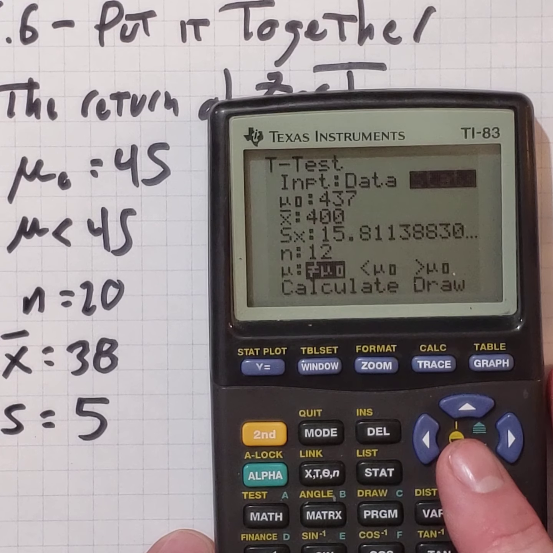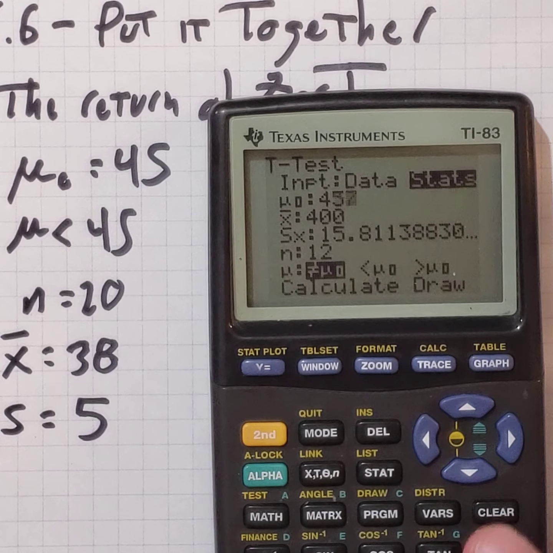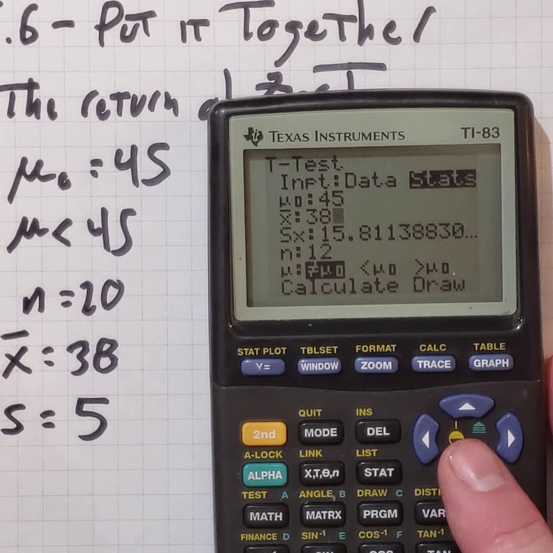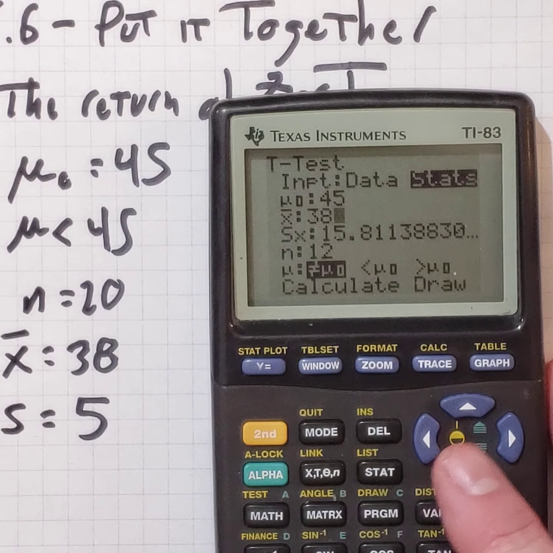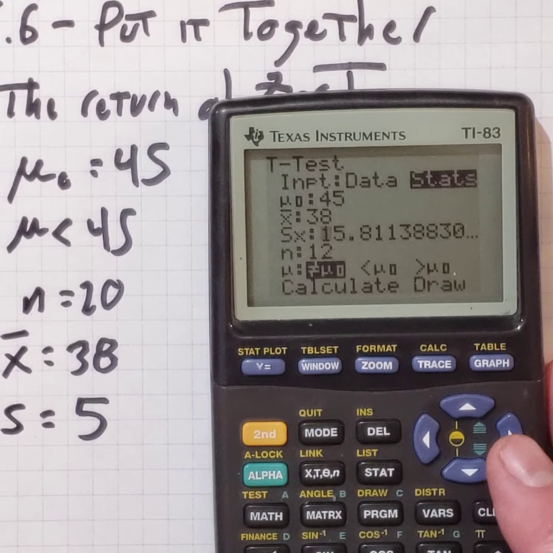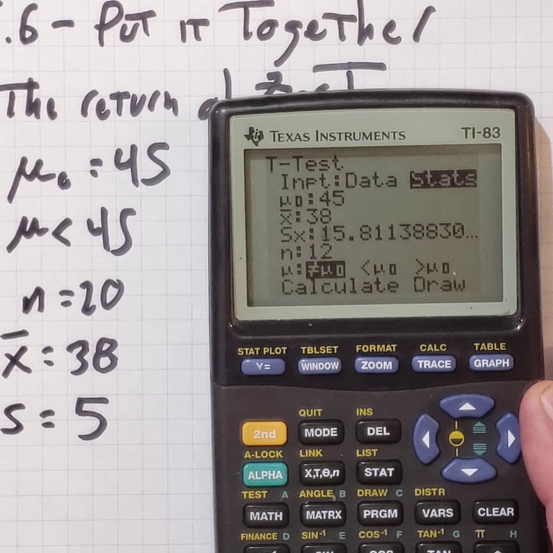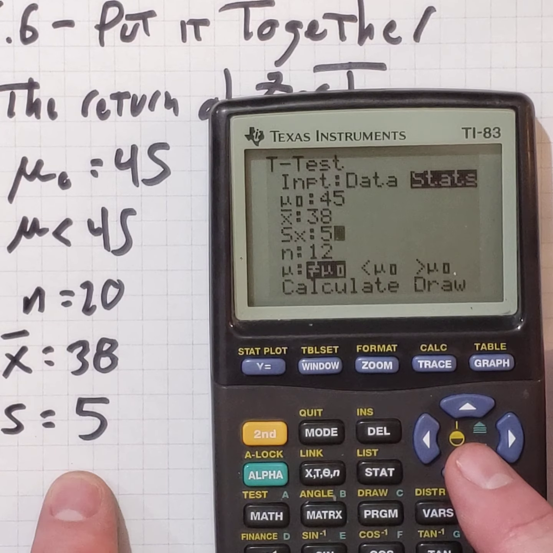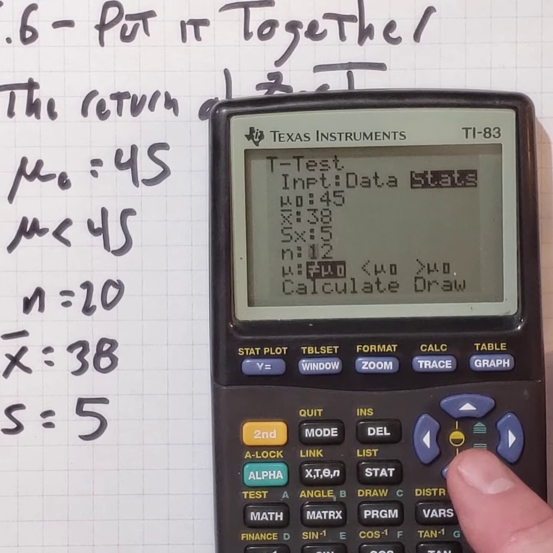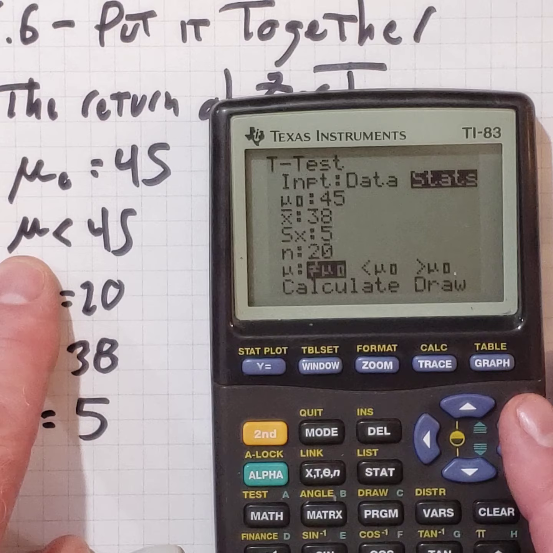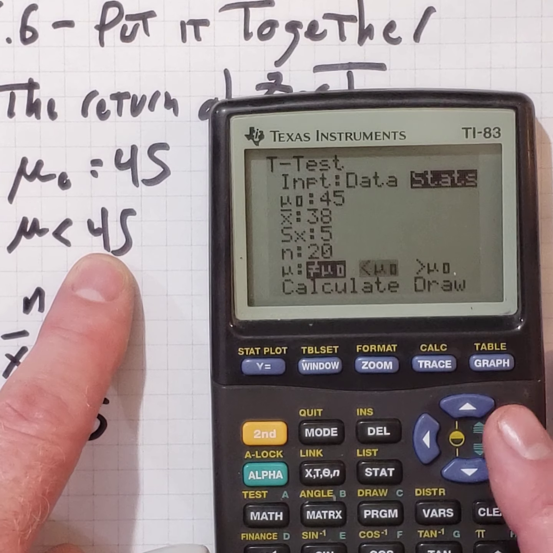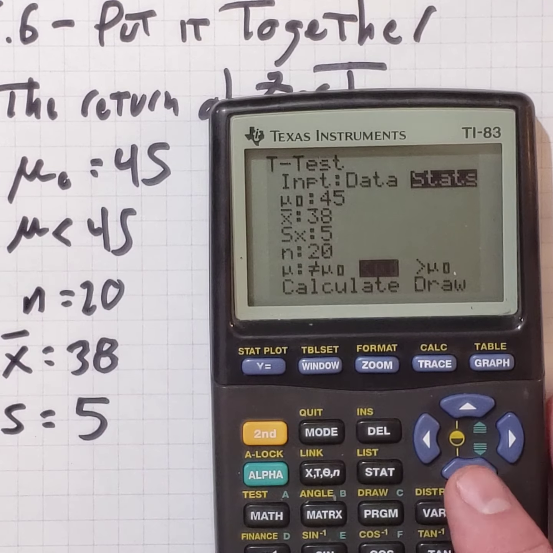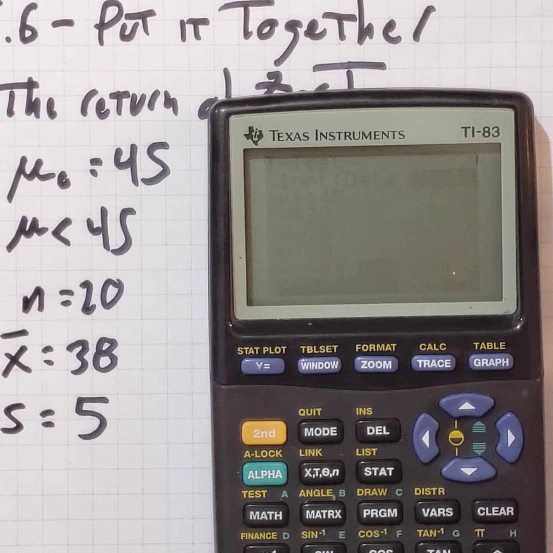And the only difference, right, our mu naught is 45, that's the same. Our X bar is 38, that's the same. It's not the same number we used before, but it's the same information you're having to type in. The difference here is that SX is your standard deviation, so that would be 5 instead of sigma. You're still just typing the number in, it's just that the number you're typing it into is different. Our sample size is 20, and we believe that the actual average is less than mu naught, so we have to choose the less than option and calculate.